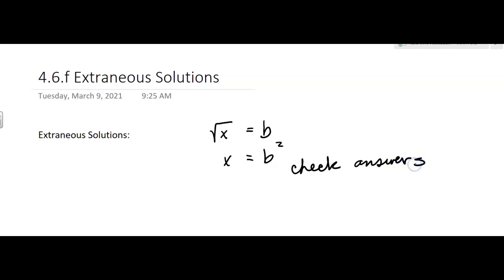Because sometimes they worked and sometimes they didn't. Sometimes you'd get two answers and one would work and one wouldn't. Sometimes both of them worked. Sometimes neither answer worked. So when you get a solution that seems algebraically like it's going to work, but it doesn't really work, it's called an extraneous solution.